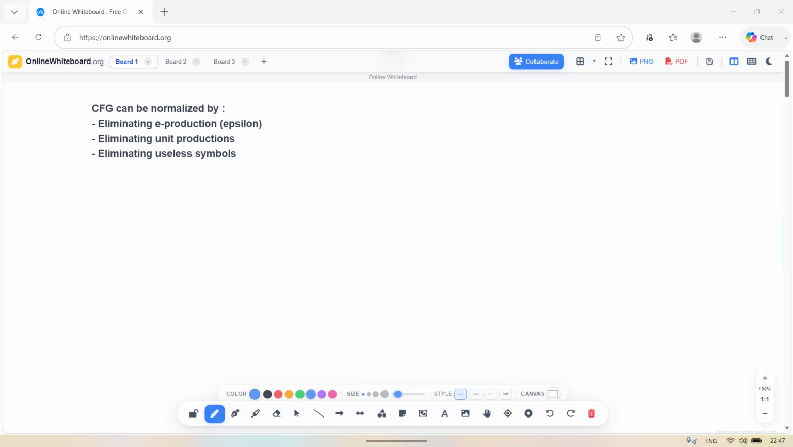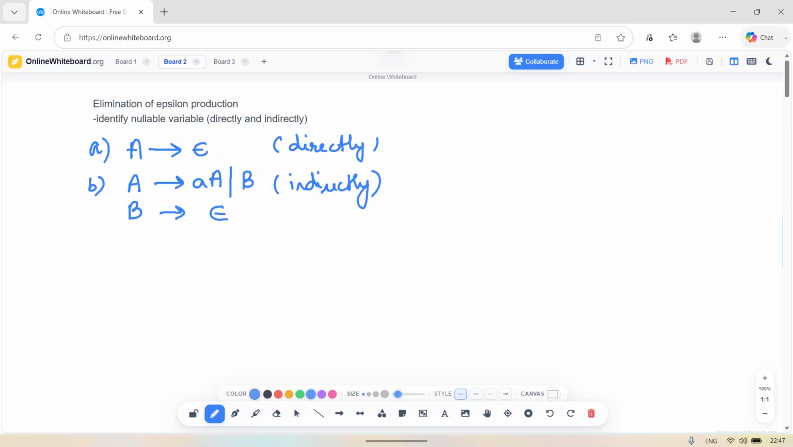The symbols that are not reachable are termed as useless symbols. So this definition consists of non-reachable symbols and symbols which cannot generate strings. They cannot generate any strings. They are termed as useless symbols. Okay, let's start with the first one.